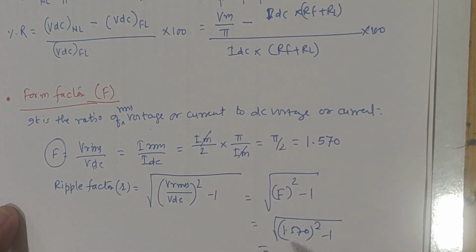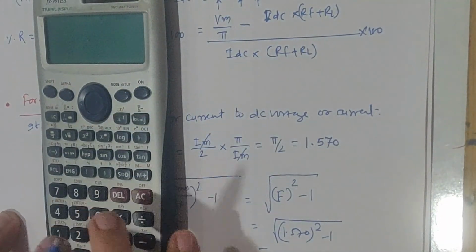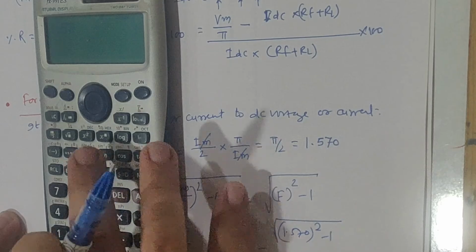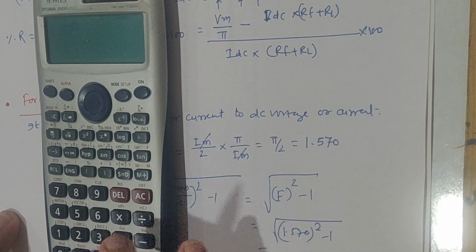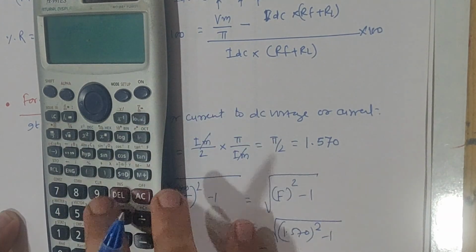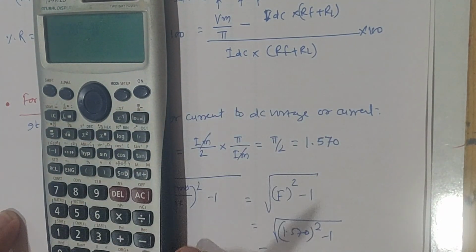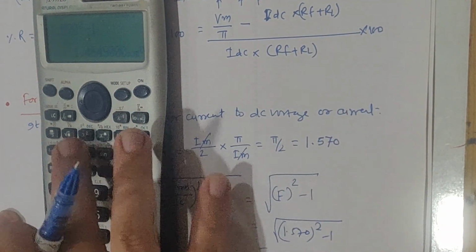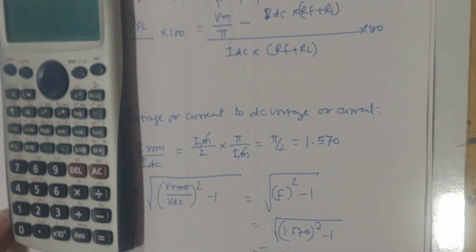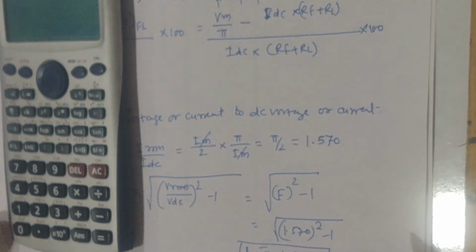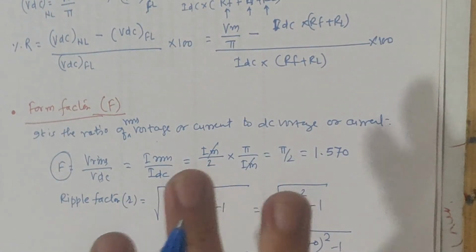That is the square root of 1.570 squared minus 1. So let us calculate that. 1.57 squared, minus 1, and then the root of the answer. So it comes out to be 1.21. See, I have told you the ripple factor will always be 1.21. So in terms of form factor also you can represent the ripple factor.